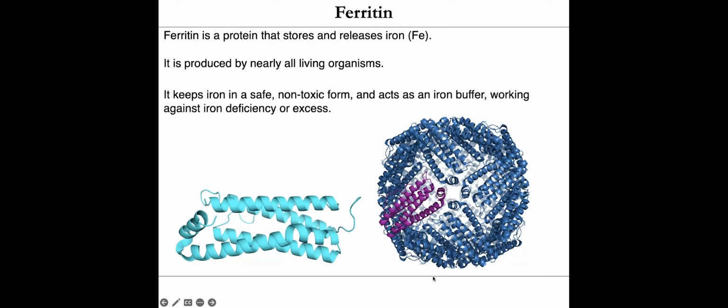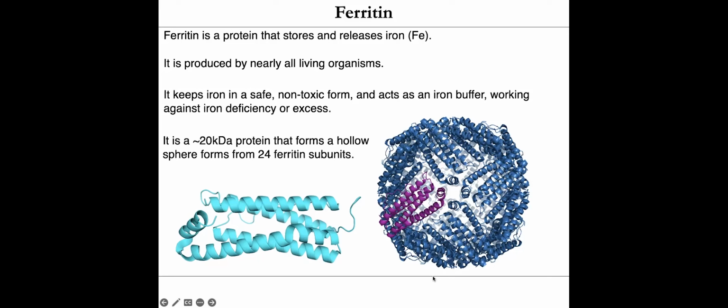And what it does is it keeps iron in a safe, non-toxic form, and it acts as an iron buffer. So it can bind and release iron as needed. That stops you from having an iron deficiency or an excess of iron. And we're going to just look at the individual subunit of ferritin today.